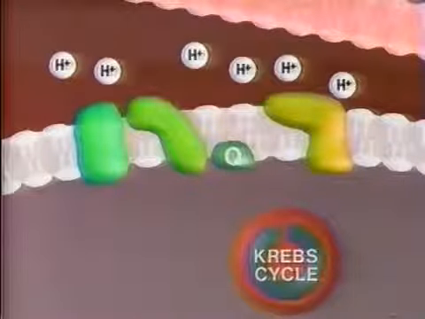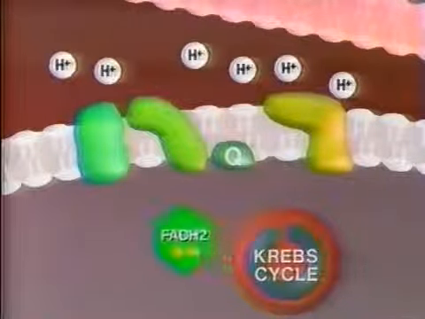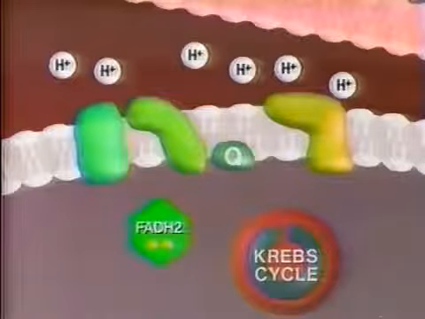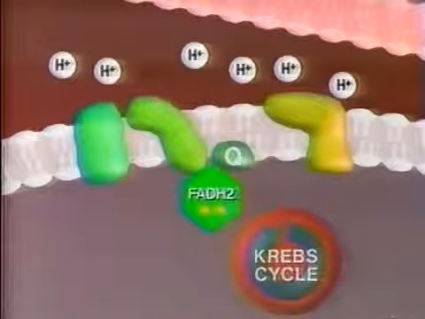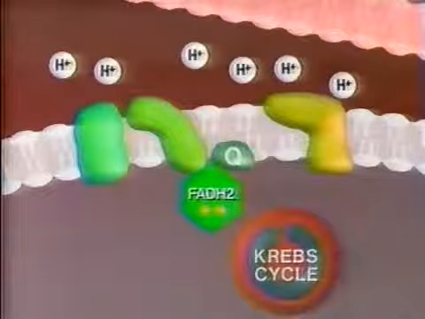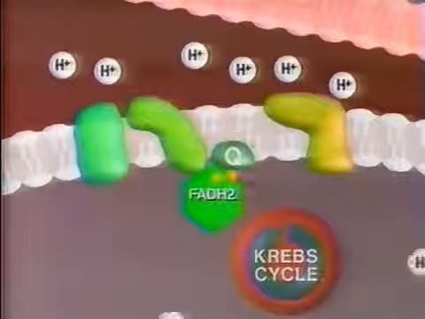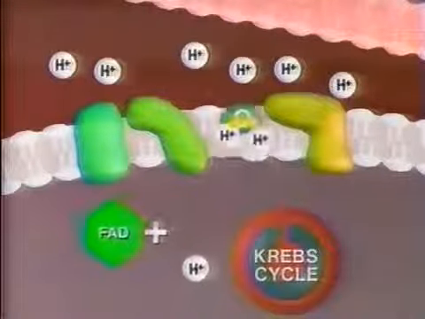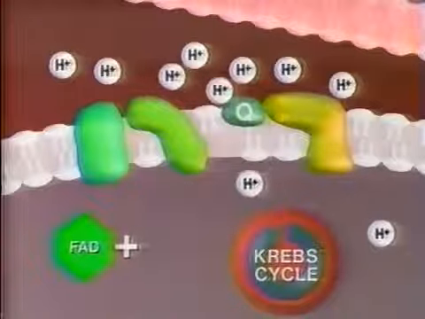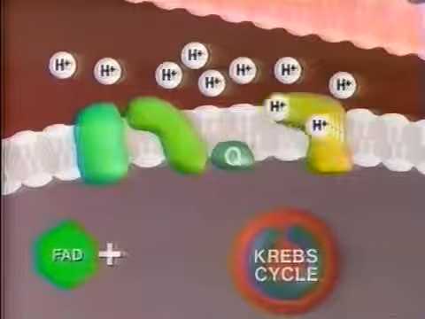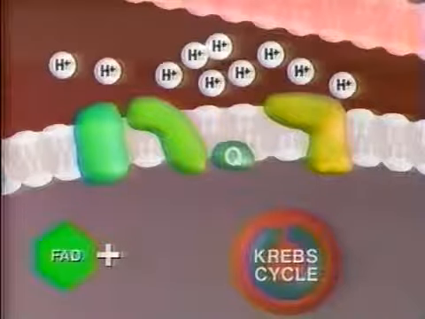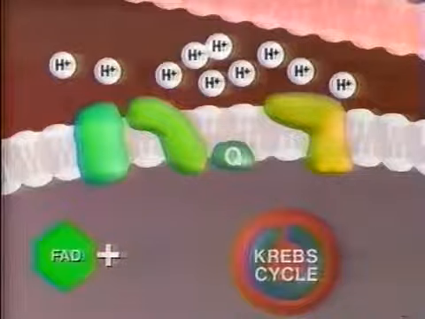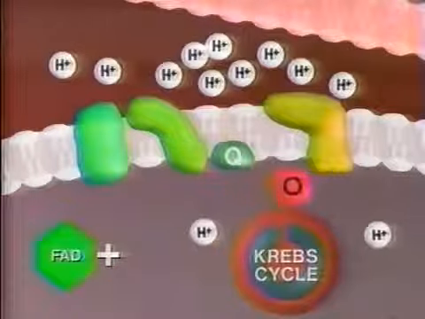Now let's consider the other energy carrier from the Krebs cycle, FADH2. FADH2 enters the electron transport chain at coenzyme Q. 2 electrons are transported down the chain, and thus only 4 hydrogen ions are moved into the intermembrane space. At the end of the chain, oxygen again picks up the 2 electrons.